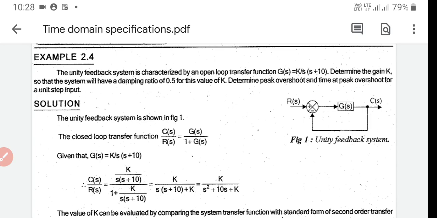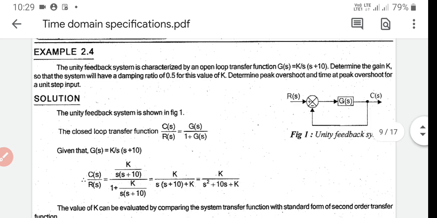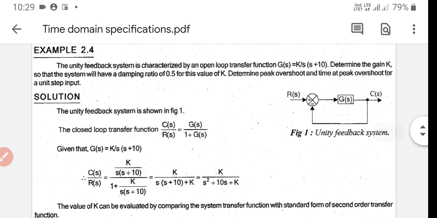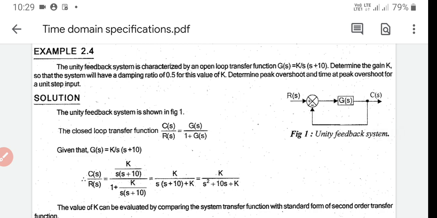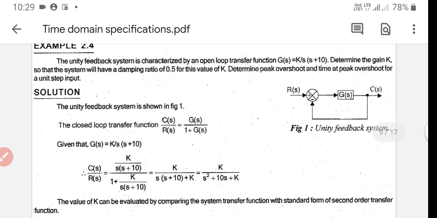So the next problem regarding this topic is, see here the question. The unity feedback system is characterized by an open loop transfer function G(s) equal to K by s into (s plus 10). Determine the gain K so that the system will have a damping ratio of 0.5. For this value of K, determine peak overshoot and time at peak overshoot for a unit step input.